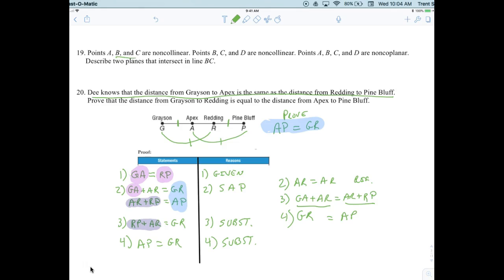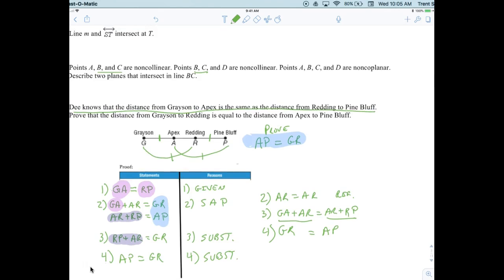Now, what I'm trying to get you to understand is that BC is common in both planes. So that intersection, BC, is the intersection of both planes. That's all that means.